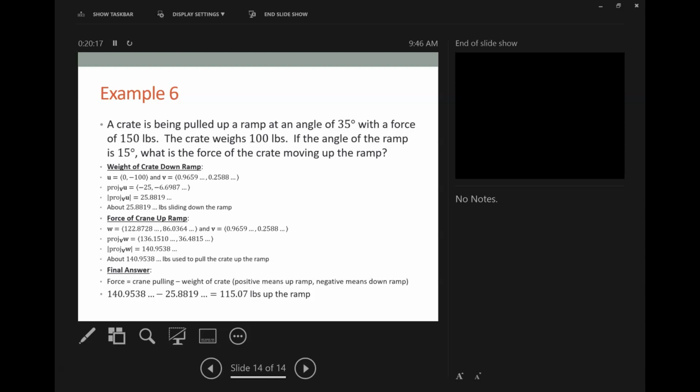Sam? So for the force of the crane up the ramp, what was w? That was cosine times 0.01. So this is 150 cosine 35, 150 sine 35. Okay. So that's the crane stats, the direction and magnitude. All right. Is that cool? Yes, thank you. You're welcome.